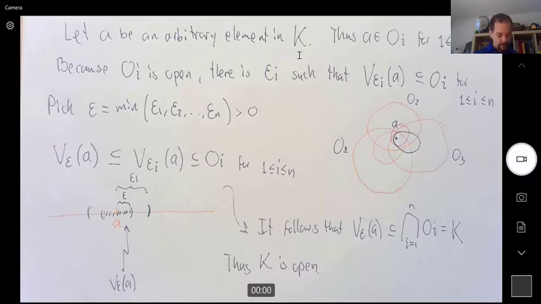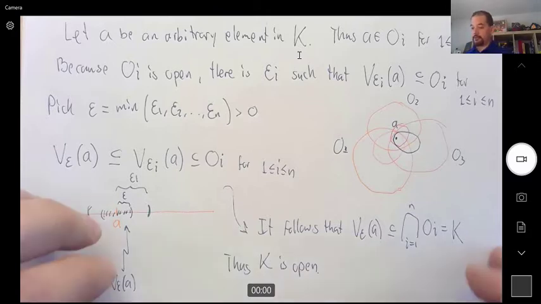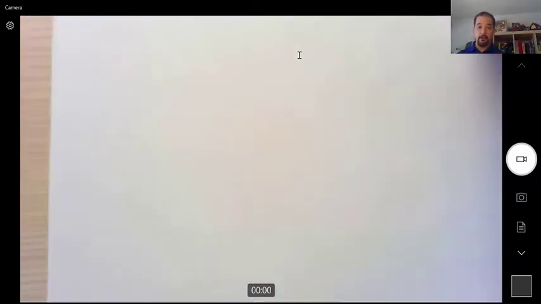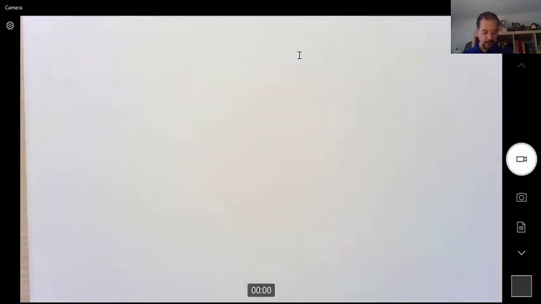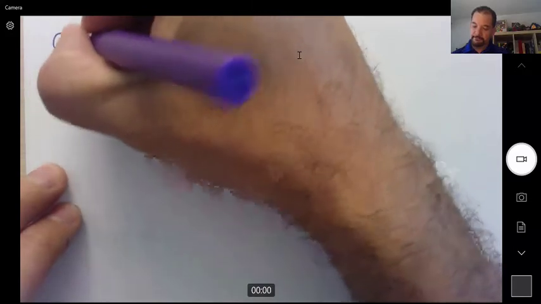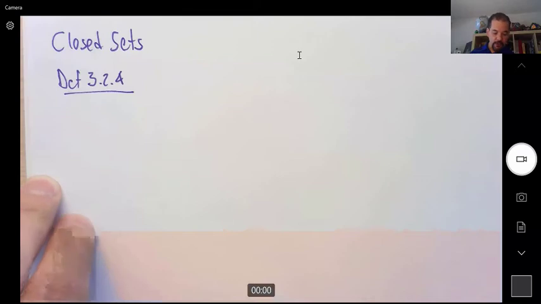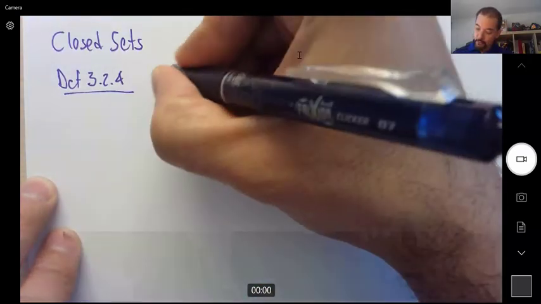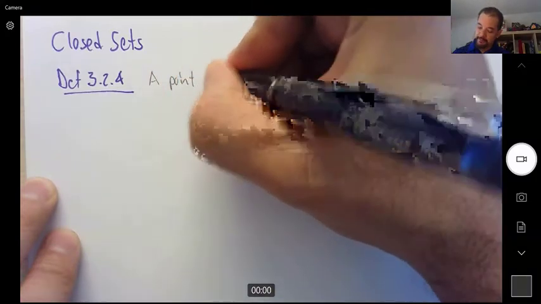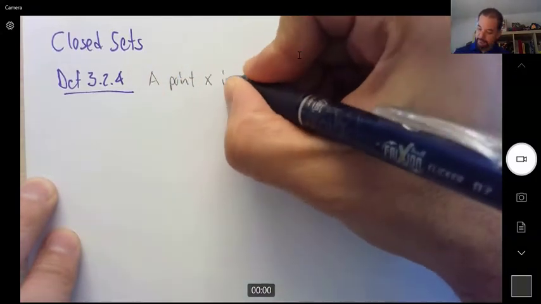So this is like the basic property of open sets. And now we're going to talk about closed sets. And we'll tie it up together later on by seeing how open and closed sets are actually related. So now we'll talk about closed sets. Here it comes. First, we're going to define what it means for something to be a limit point. So a point X is a limit point.